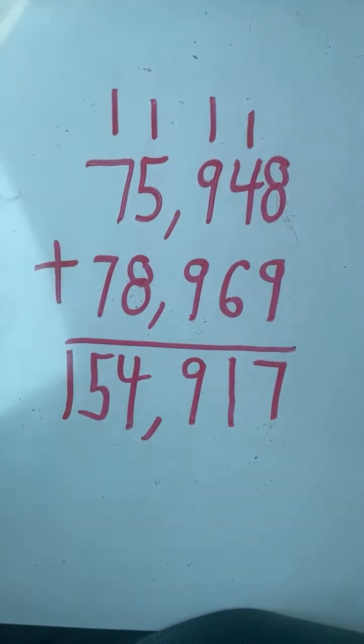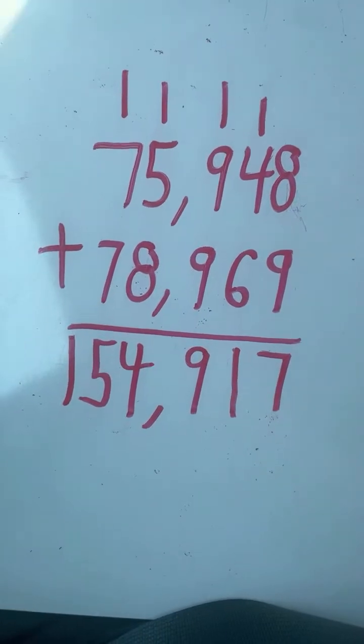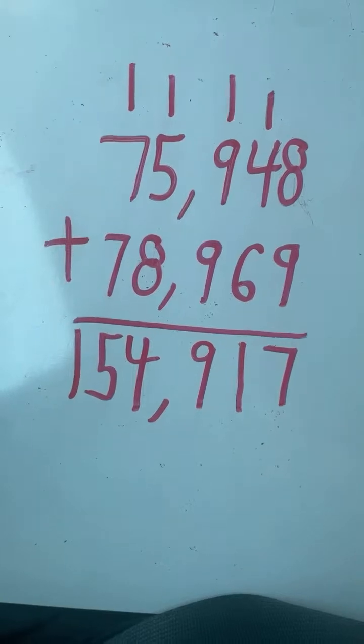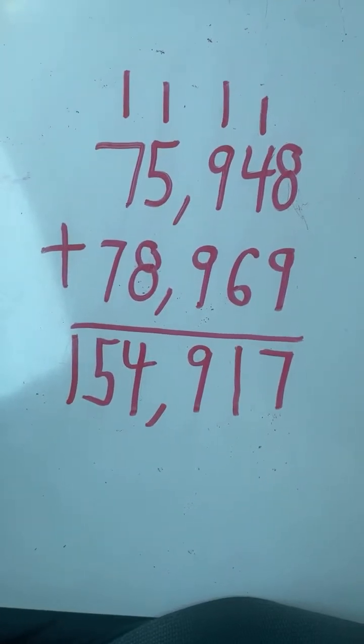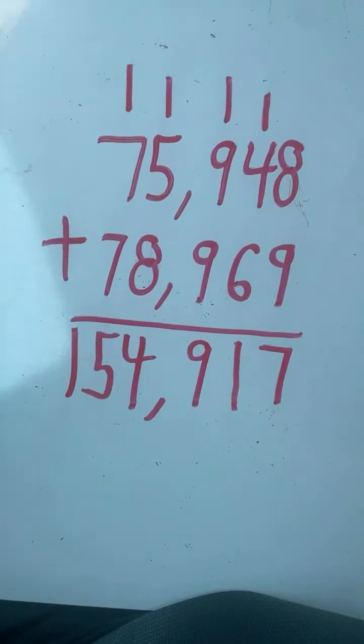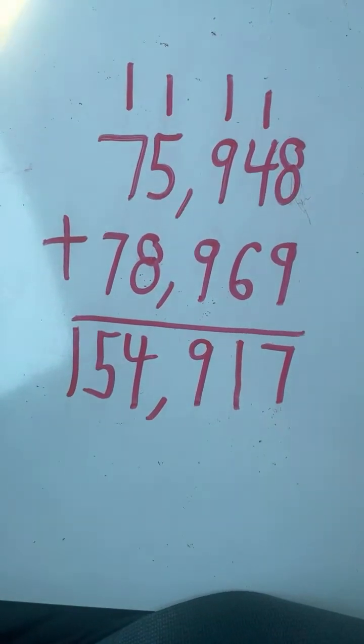And we now have our final answer. 75,948 plus 78,969 equals 154,917.